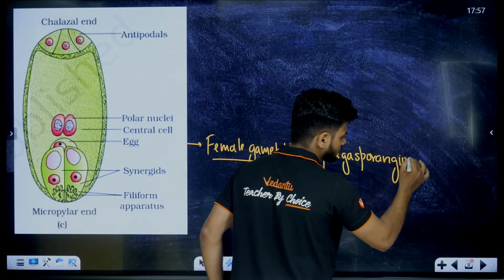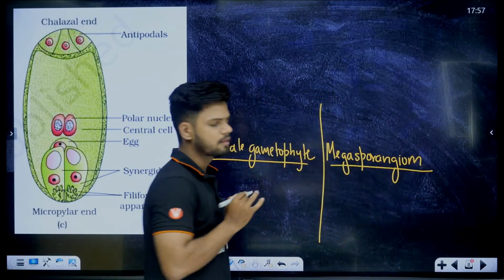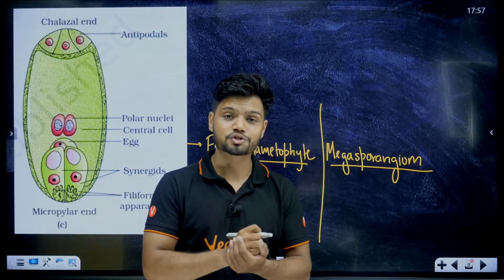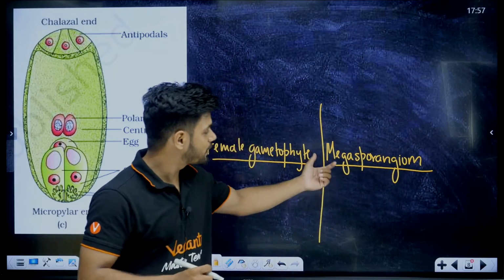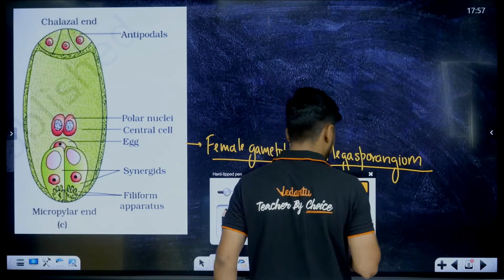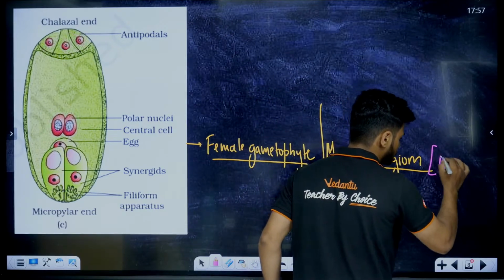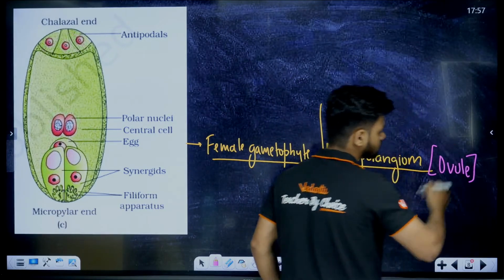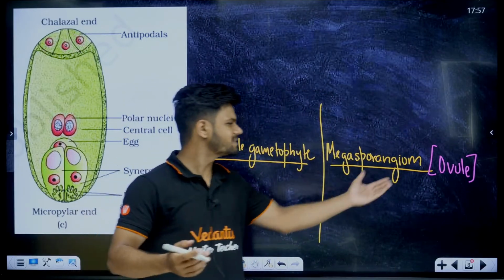Megasporangium. Now, what is this megasporangium? Is there another name for megasporangium? Yes. The megasporangium, which is given to you in NCERT, is nothing but your ovule. It is the ovule. So another fancy name for an ovule.